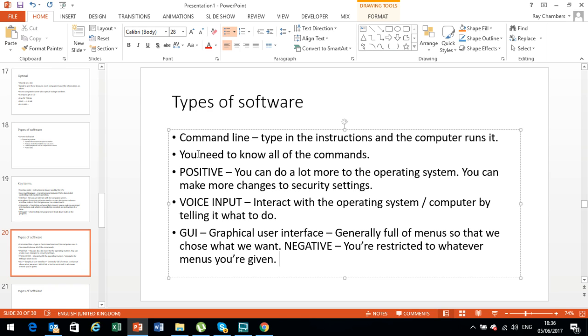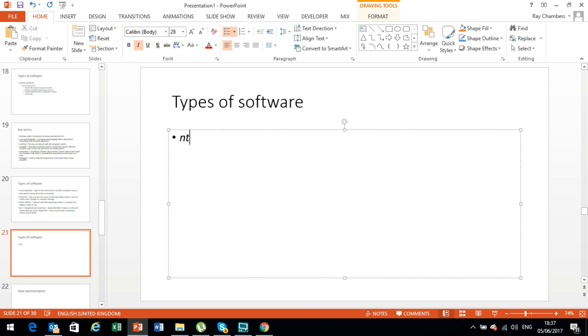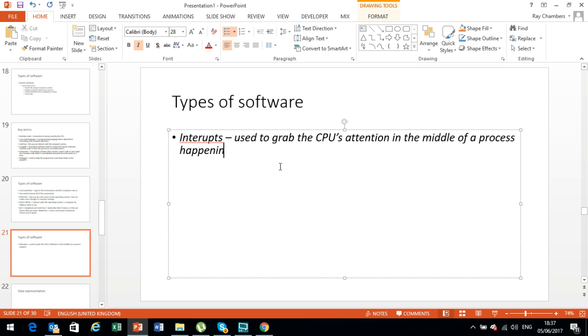You also have interrupts. Interrupts are used to basically grab the CPU's attention in the middle of a process happening. For example, if the device is required to run a different program, an interrupt will run and cut into that job.